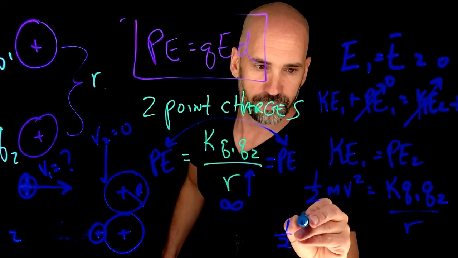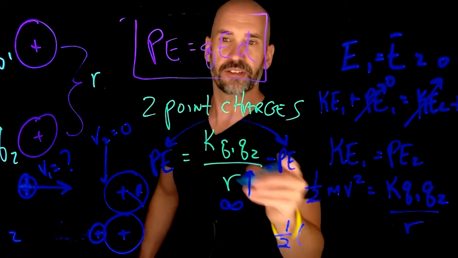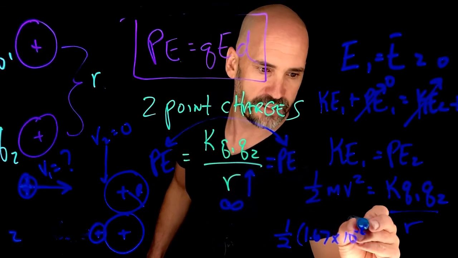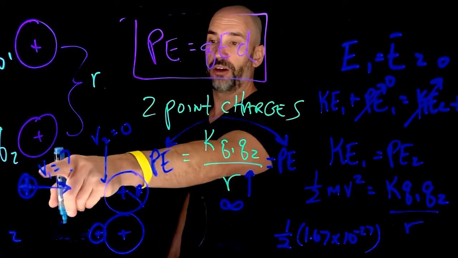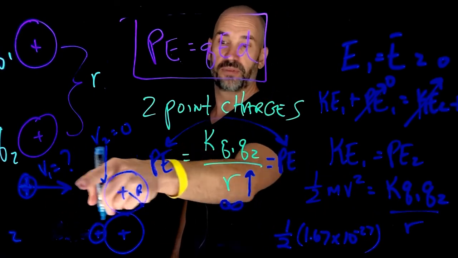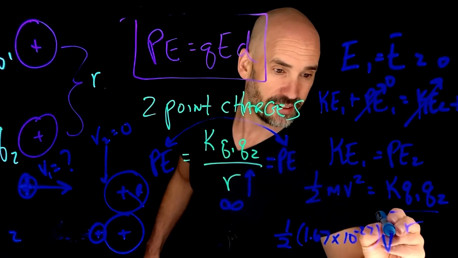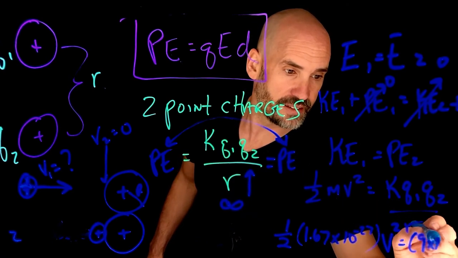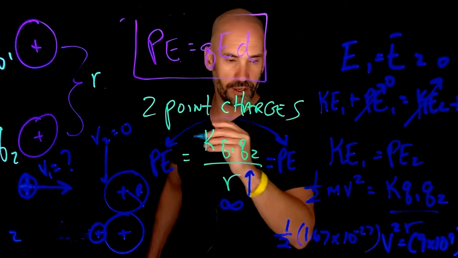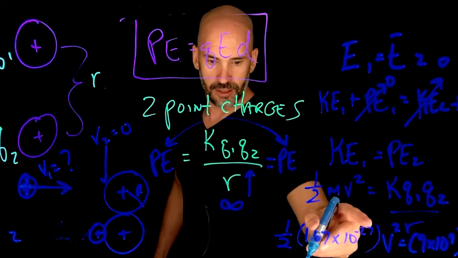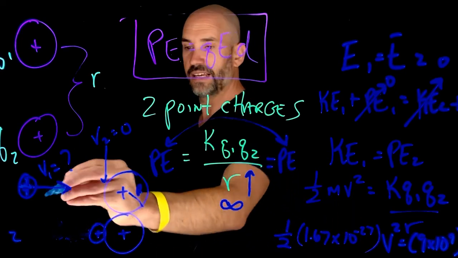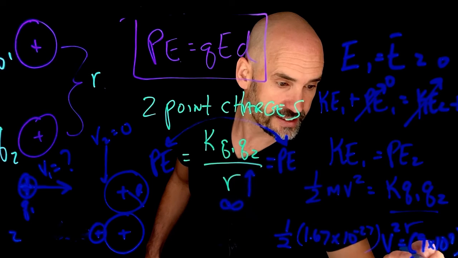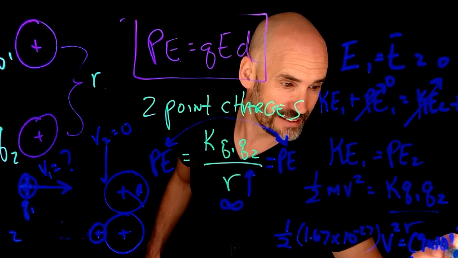So we have 1/2 times the mass, it's a proton, so that's going to be 1.67 times 10 to the minus 27. We're solving for V. We want to know that minimum V required so that it just makes it to the other side. So that's V squared, what we're solving for. K is 9 times 10 to the 9. Q1, so Q1 is the proton. Charge is 1.6 times 10 to the minus 19, right?